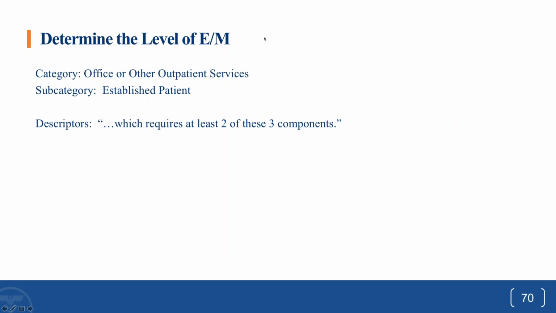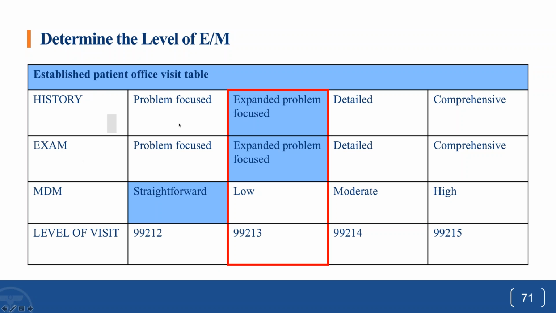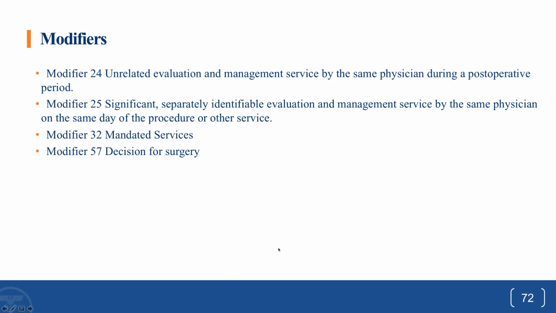Okay. So again, category was office. Subcategory was that they were established patient. And if they're an established patient, they have to meet 2 out of the 3 components, right? So the 2 that they met were the history and the exam, and that made them arrive at a level 3. Okay.